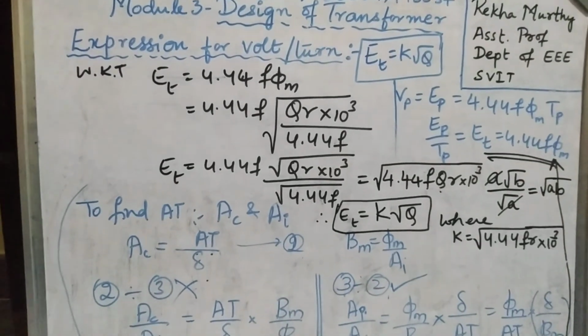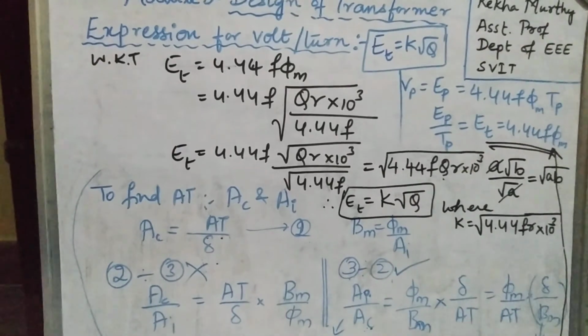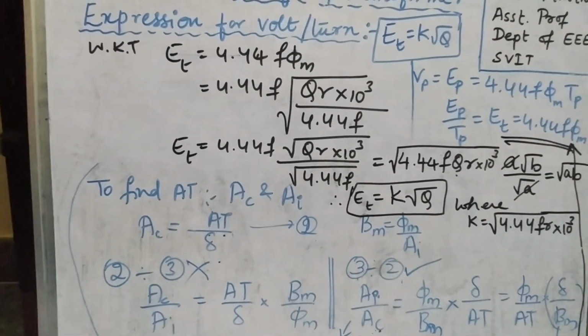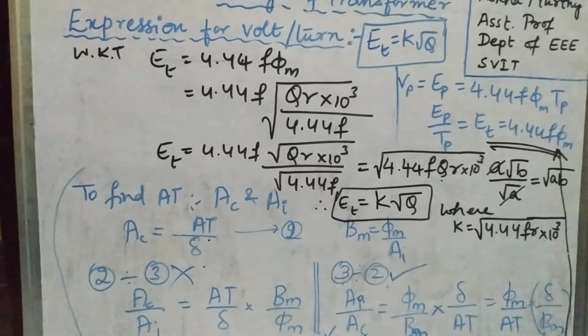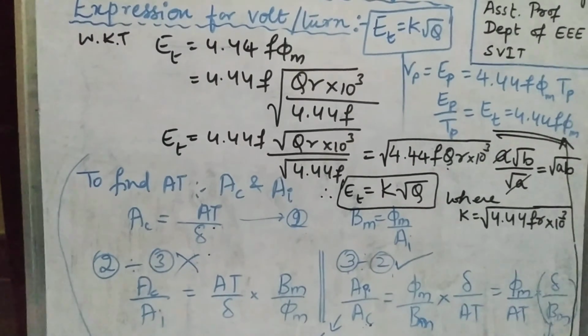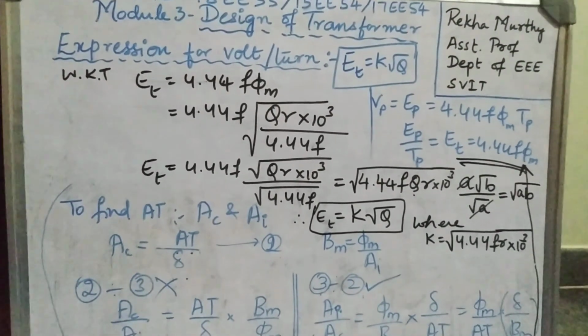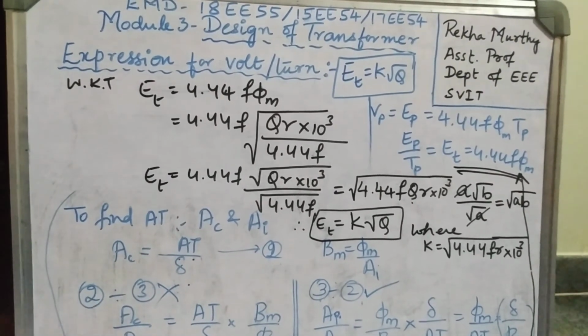And also in addition to this, for the exam, they ask you the different values of K. What are the different values of K for the shell type and core type? You have to remember all those values. Except that, this derivation you have to follow so that you can get good marks.